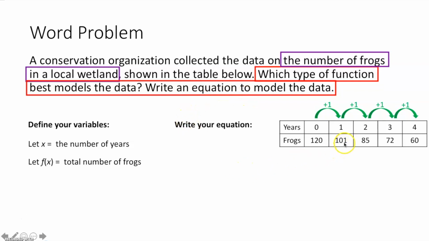Well, let's try this out. What's 101 divided by 120? Well, it doesn't go in evenly. It's approximately 0.84. What's 85 divided by 101? It doesn't go in evenly, but it's approximately 0.84. What's 72 divided by 85? Doesn't go in evenly. It's approximately 0.85. And then 60 divided by 72 is approximately 0.83.